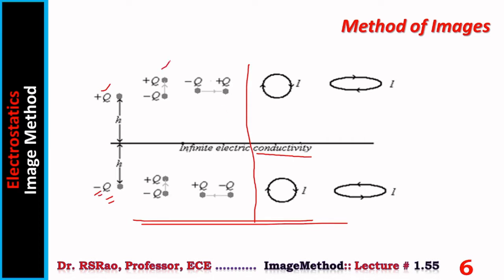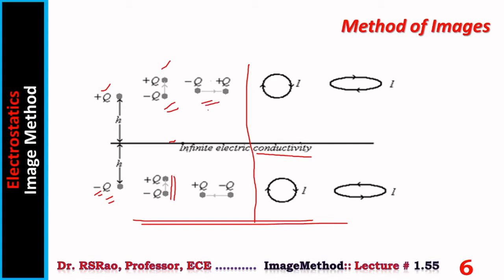Now another one is considered. This one is like a dipole, an electric dipole, plus Q minus Q, and its image consists of another dipole. Its location is below the conducting plane at a depth which is equal to the height of the source dipole from the conducting plane. So depth of image is equal to height of the source. But notice here plus Q in the image configuration is the image of the minus Q in the original. Minus Q in the image configuration is the image of the plus Q in the original.